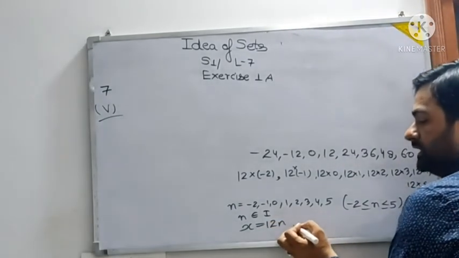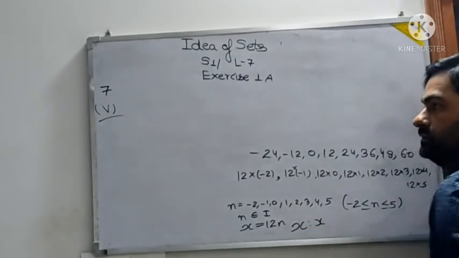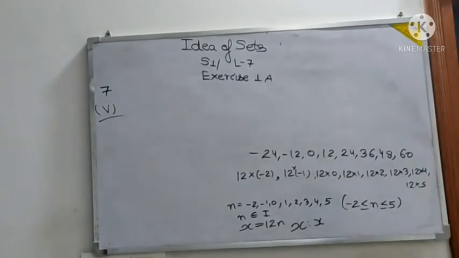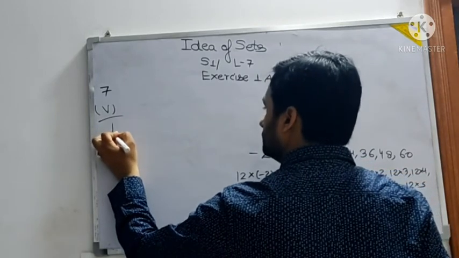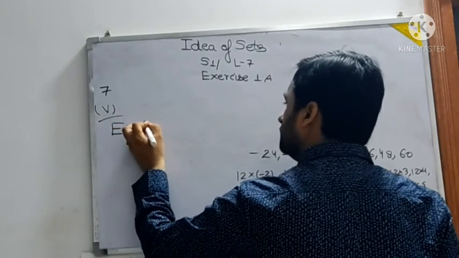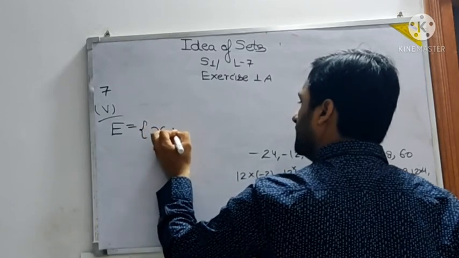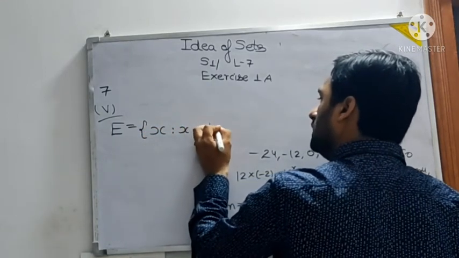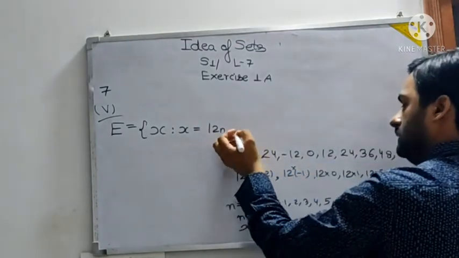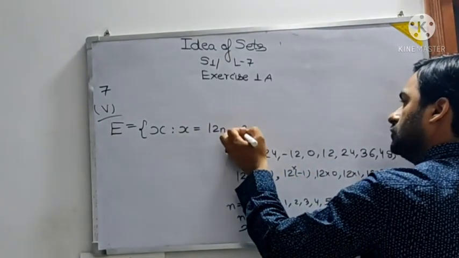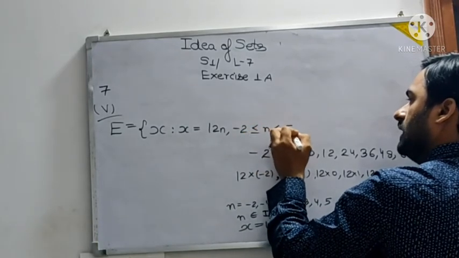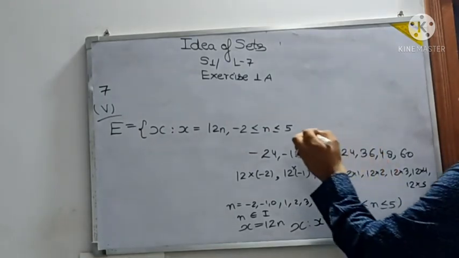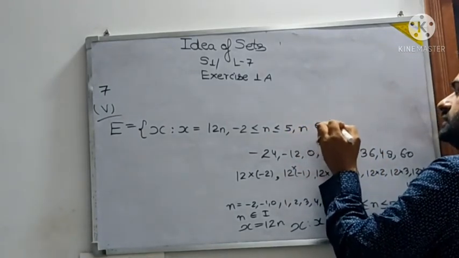And what more? The last thing that you have to write is x such that x. Have you decoded it clearly? I hope most of you must have understood this thing. So let's write here. E is equal to x such that x is equal to 12n, and minus 2 is less than or equal to n and n is less than or equal to 5, and n is an element of integers.